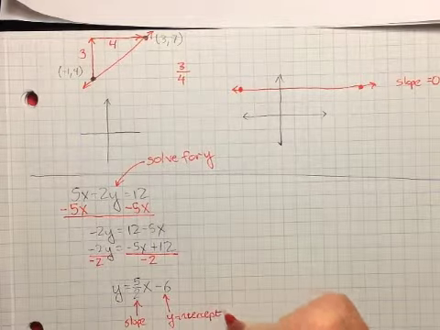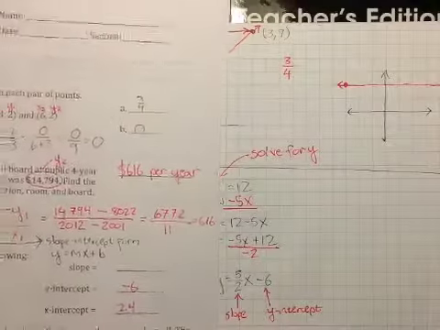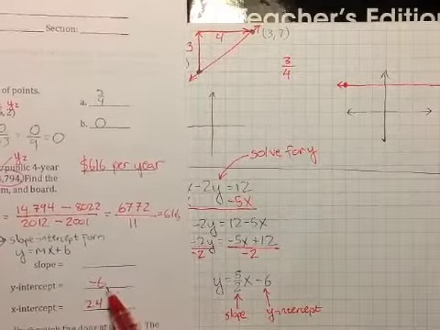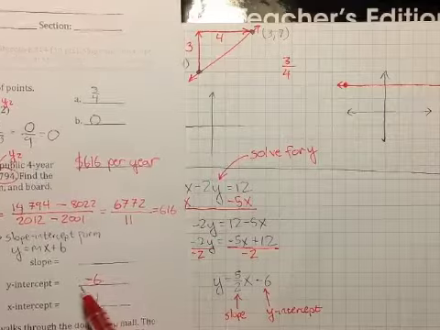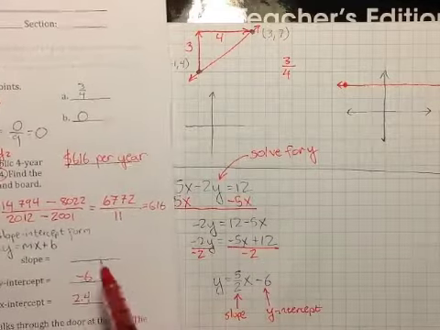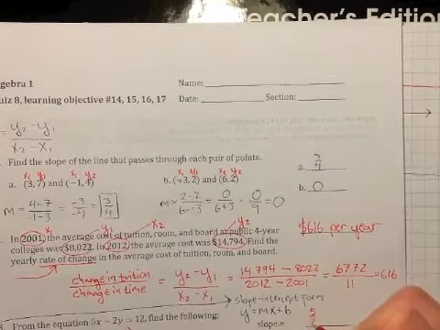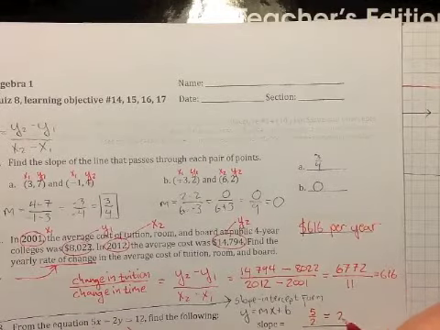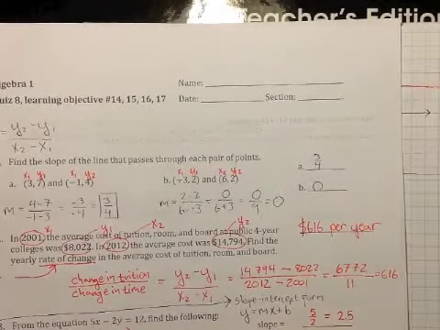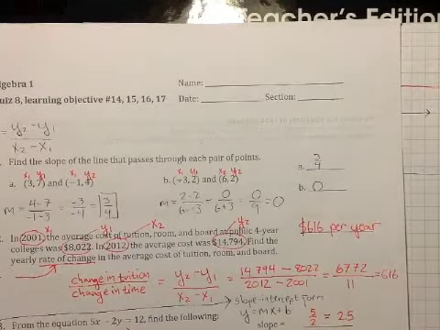Notice that this value, negative 6, is exactly what we found using the other method. So negative 6 is indeed the y-intercept. The slope is 5 over 2, which is the same thing as 2.5 if you do it in your calculator. Okay, so either one of those is acceptable.